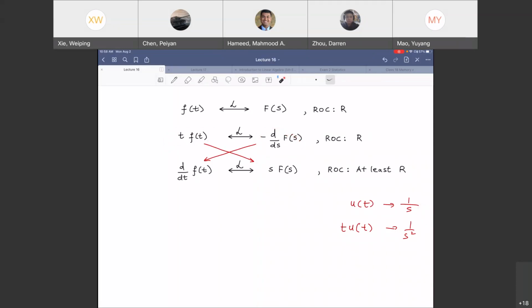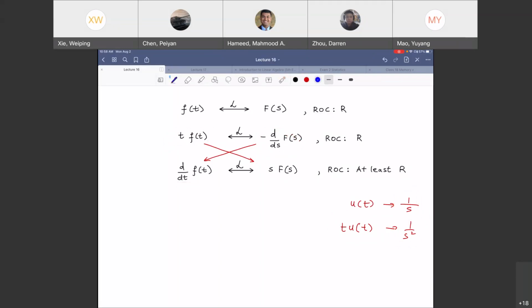Minus 1 over s squared. Do you see it? The region of convergence didn't change. This one was sigma greater than 0, and this one was also sigma greater than 0. Now, when you differentiate the signal in the time domain, what would that be for?